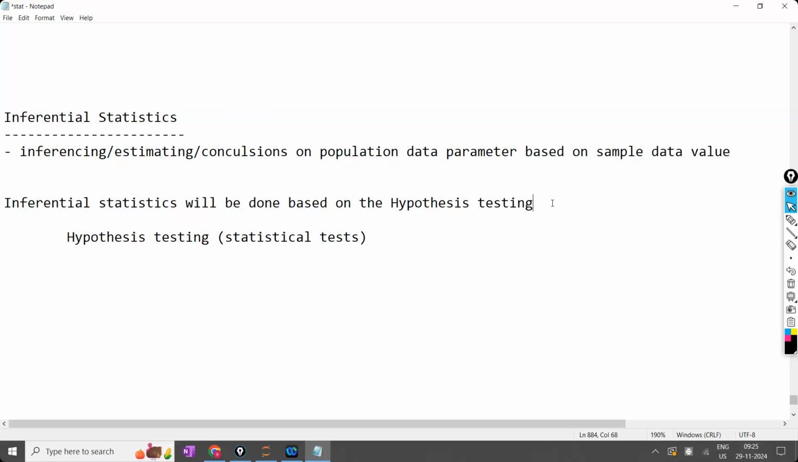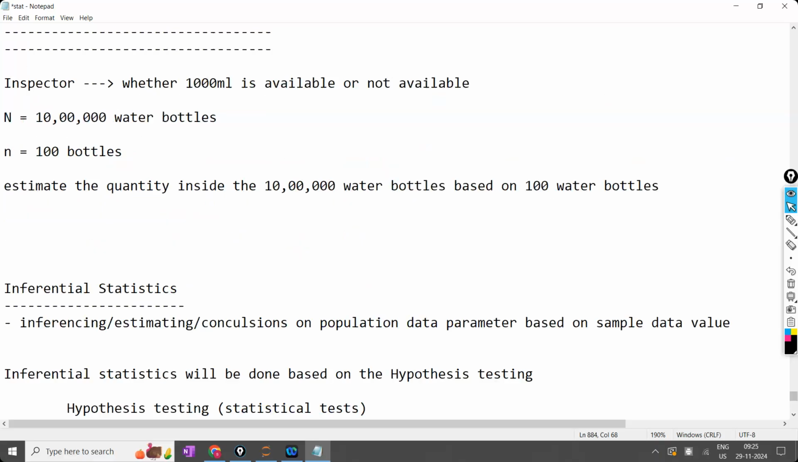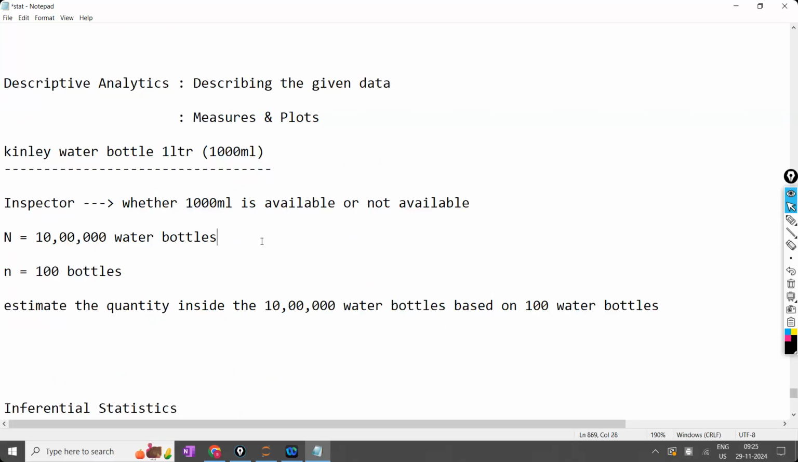Sir, if evidences are wrong, we have to prove that the evidences are wrong. If evidences are there, the judge will conclude based on the evidences. Similarly, based on the given data, we are going to conclude. For example, here 100 water bottles are there. For these 100 water bottles, 1000 ml they are maintaining. For the remaining bottles, they are not maintaining. You have collected the data like that.